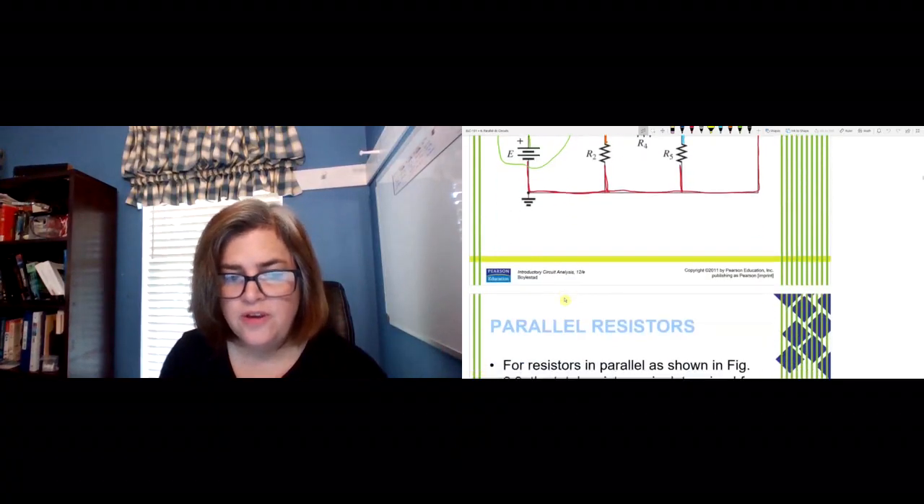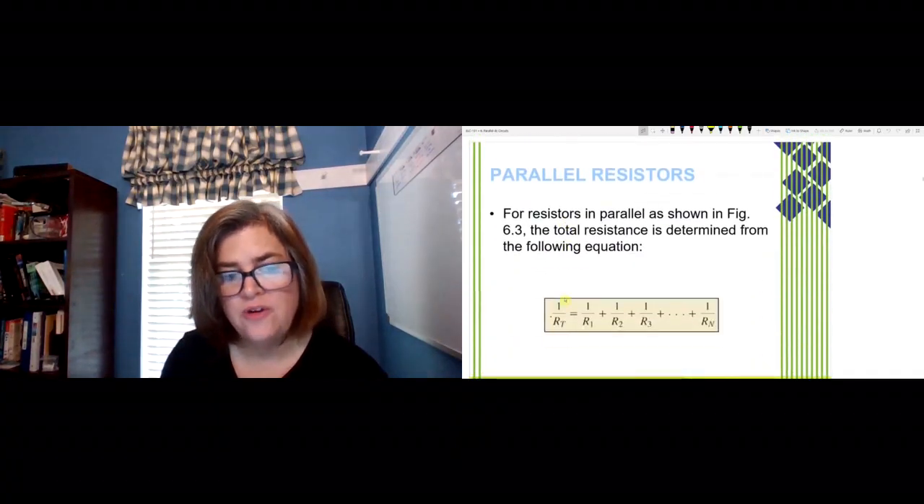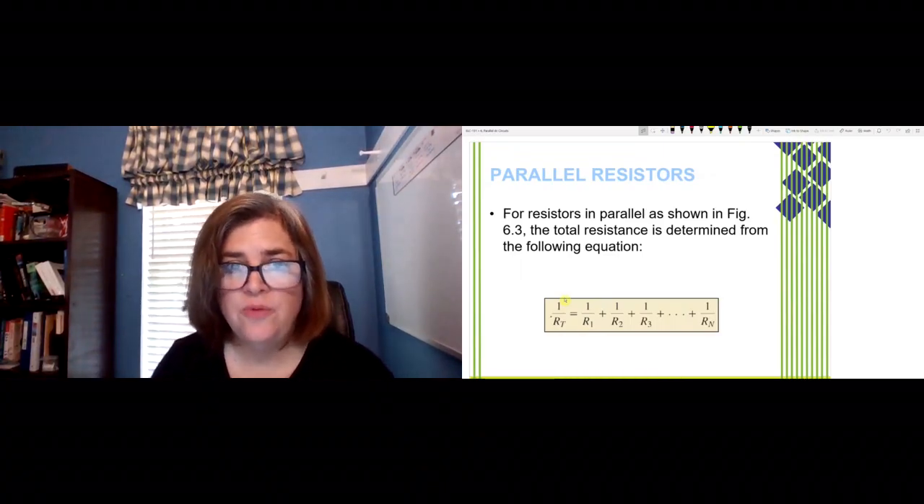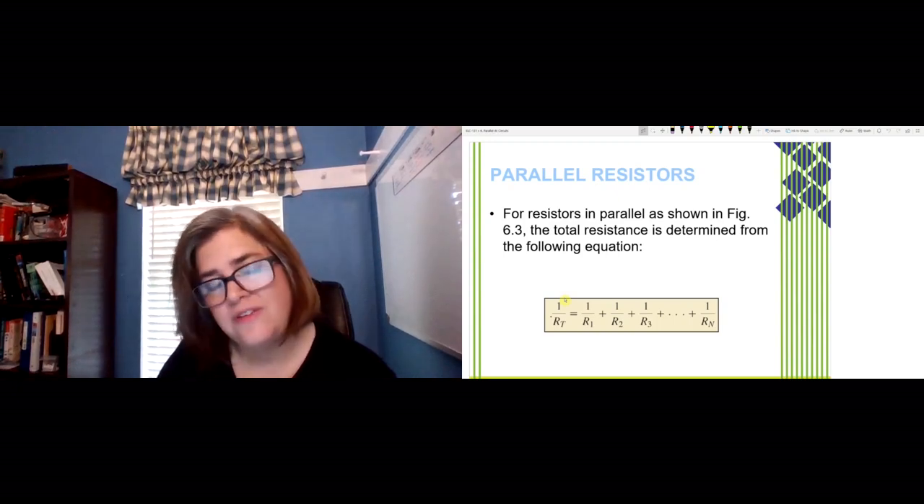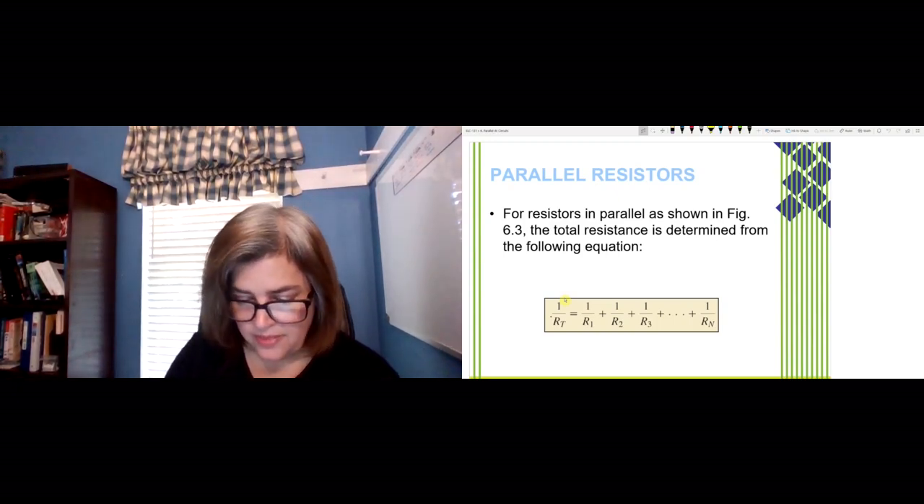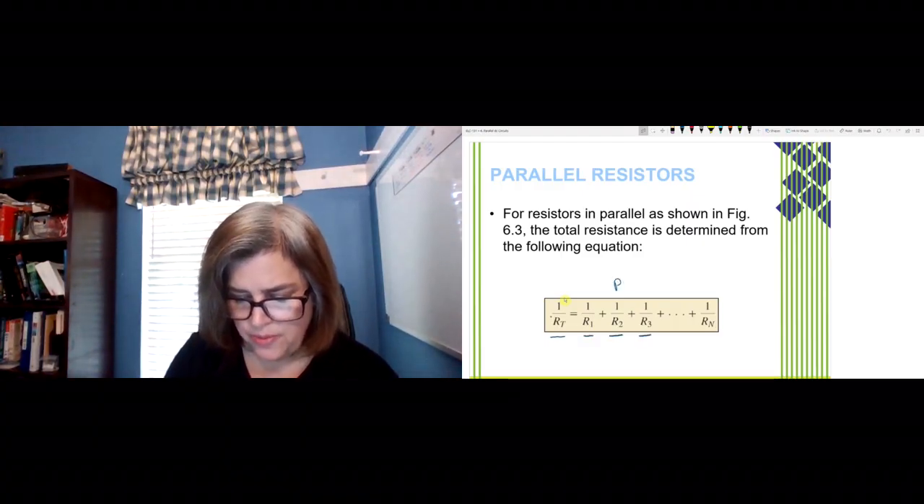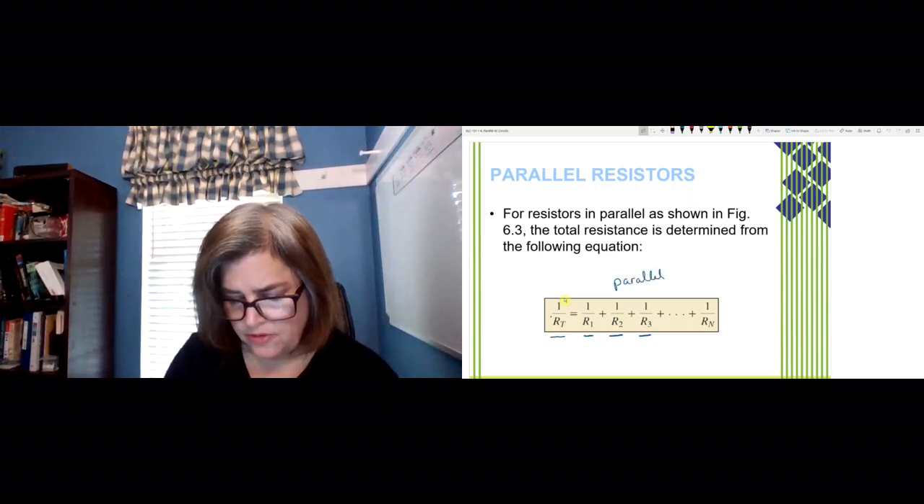Now remember, in series we can add our resistors together. In parallel, we're actually adding the inverses of our resistors together to get the inverse of the total resistance. So what do I mean by that? I mean that 1 over the total resistance is equal to 1 over R1 plus 1 over R2 plus 1 over R3 for parallel resistors.